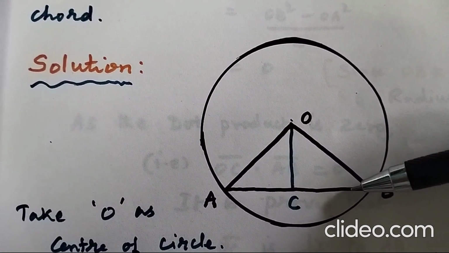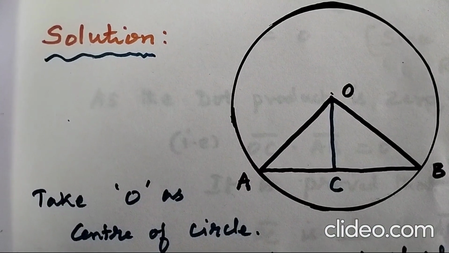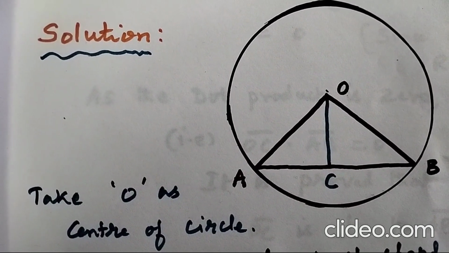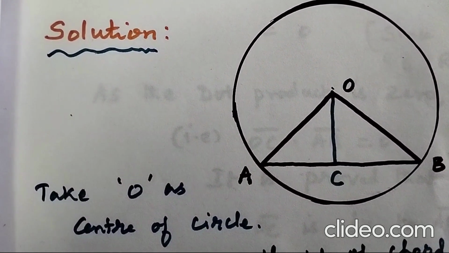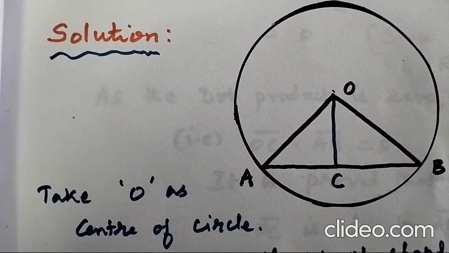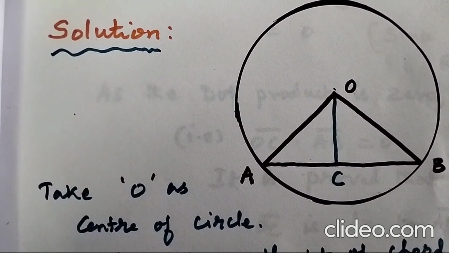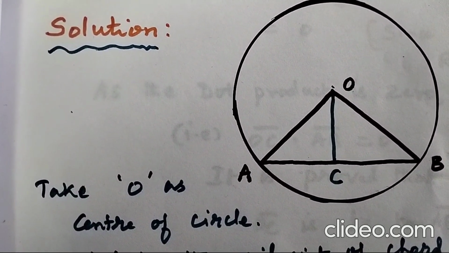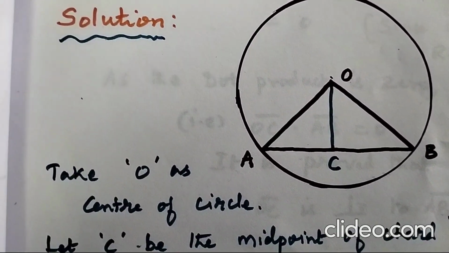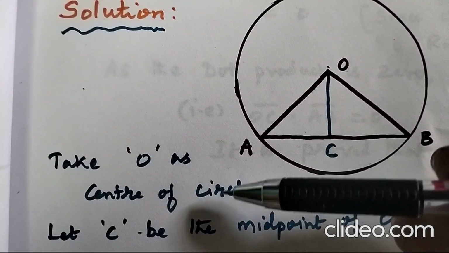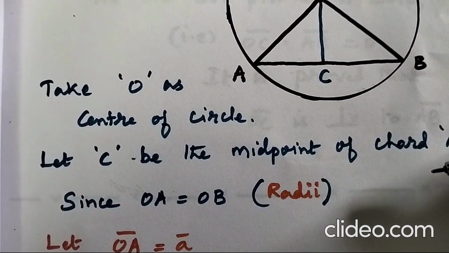Now let us move to the solution part. As this is a 12th standard portion, students are advised to include such a drawing in their proof or answer part also. So let us discuss the solution. The first step is we are describing the circle and its components. That is, take O as the center of the circle. Let C be the midpoint of the chord.